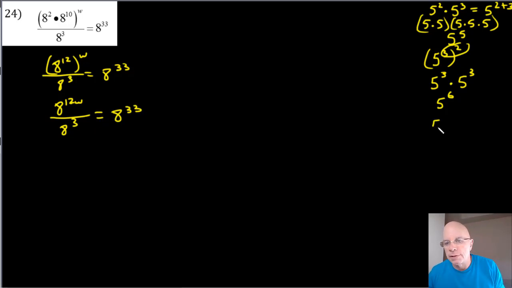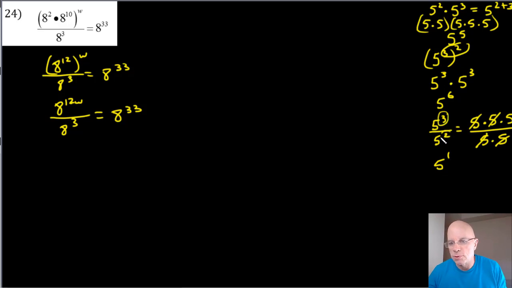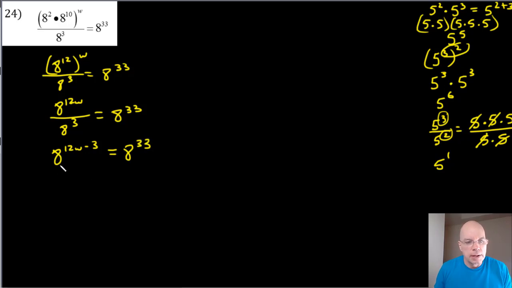Now if we have 5 cubed divided by 5 squared, if we expand the numerator and the denominator, we have 5 times 5 times 5 over 5 times 5. And these 5s cancel, these 5s cancel, and we're just left with 5, which is 5 to the 1st power. But we see we can also get that by subtracting. So 3 minus 2 is 1. So 8 to the 12w divided by 8 to the 3rd power is 8 to the 12w minus 3. And that's equal to 8 to the 33rd power. Since we have the same base here, this expression must equal 33. So we have 12w minus 3 is equal to 33.